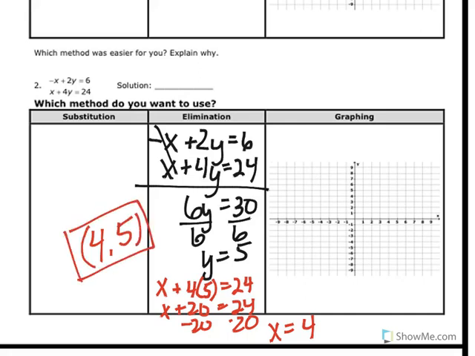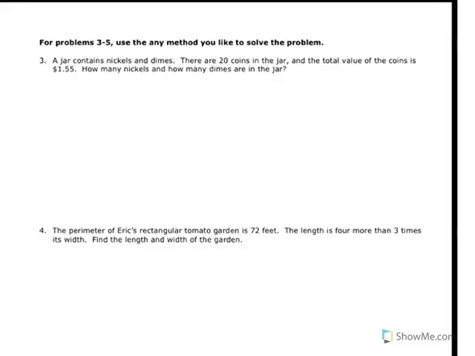Now, if you chose a different way, great. But I hope you got the right answer, (4, 5). You can use whatever method works best for you. Okay, let's go on to the back.